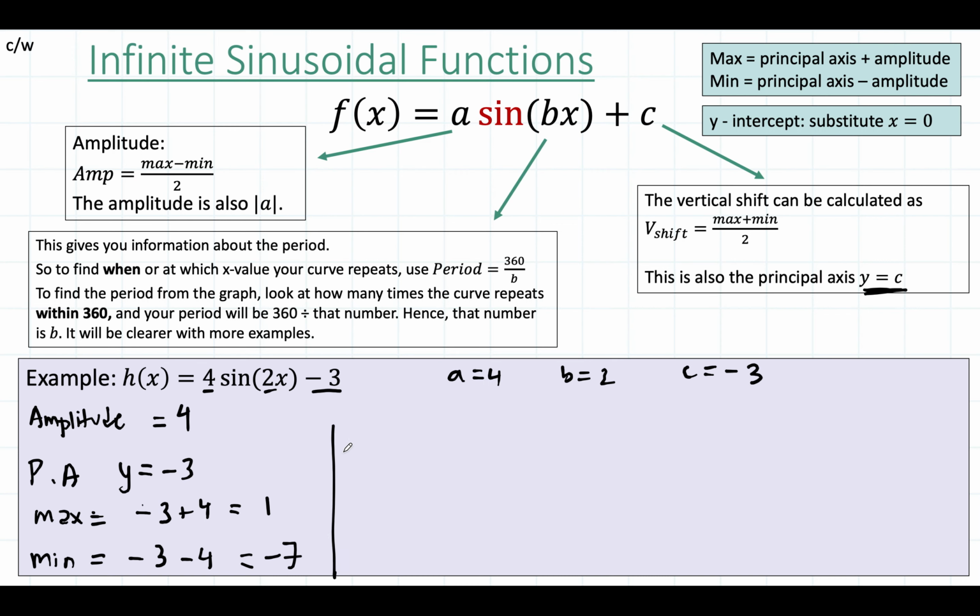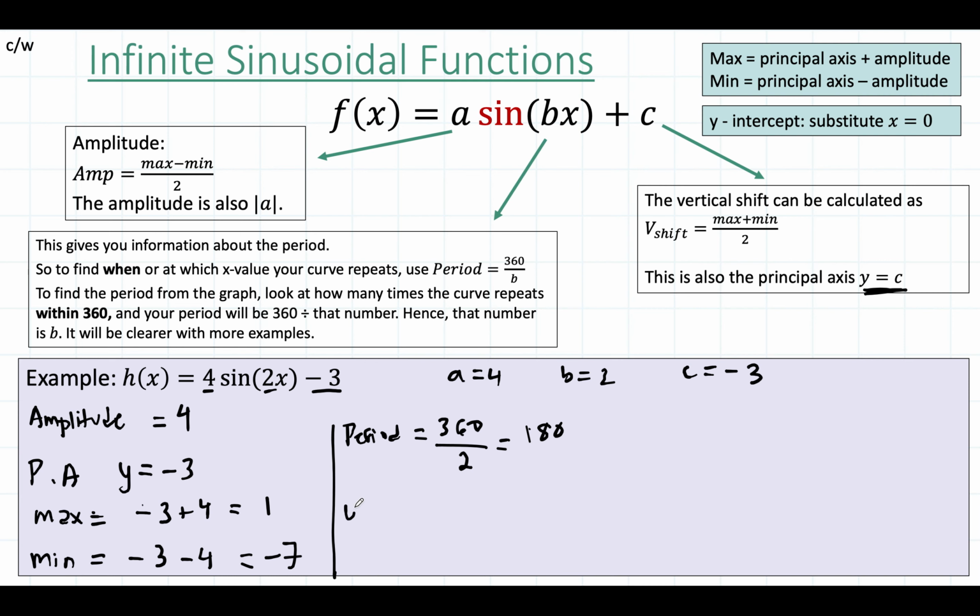I need to know how often within 360, or at which value in the 360 does it repeat. So the period is just 360 divided by my b value, which is 2, and so it's 180. So at precisely 180, my data is going to repeat.